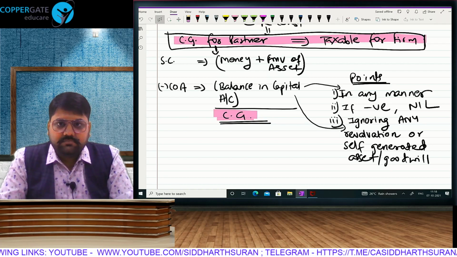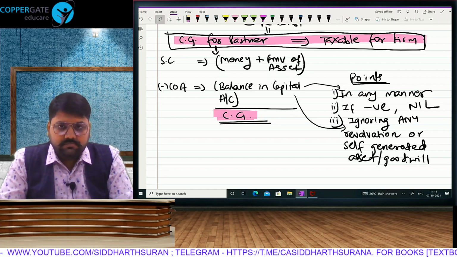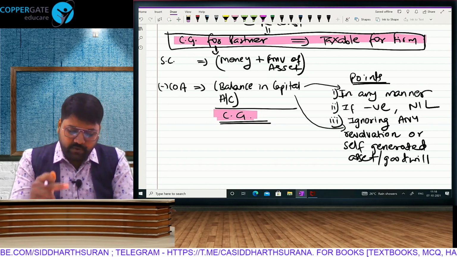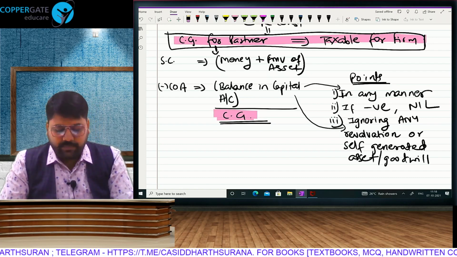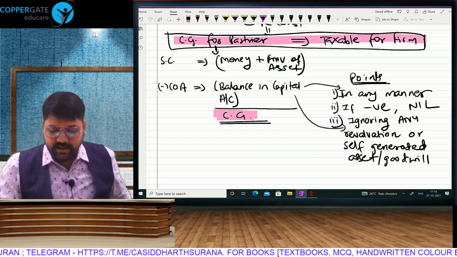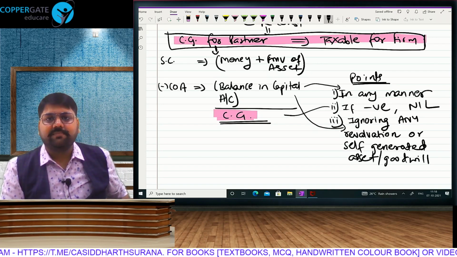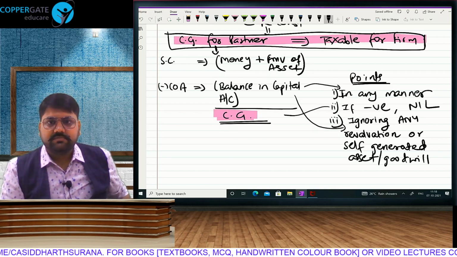So, negative balance in capital, then COA will be nil, right? If the final answer, this net result is so, that is why for point 1 and point 2, point 1 and point 3, I have taken the arrow. Here when we are saying if negative, we are talking about the capital gain amount. If the gain is negative, then we will ignore it.